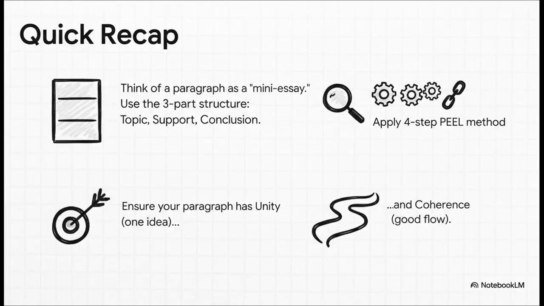Let's do a super quick recap of everything we've covered. Number 1, think of a paragraph as a mini essay. It's got a beginning, a middle, and an end. Number 2, when you're building it, use that awesome 4-step PEEL method. And number 3, when you're done, always check it for 2 things. Unity, is it about one idea? And coherence, does it have a nice, smooth flow?